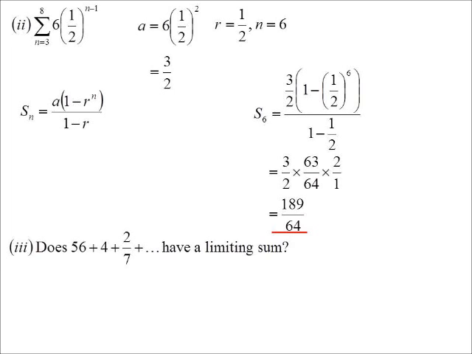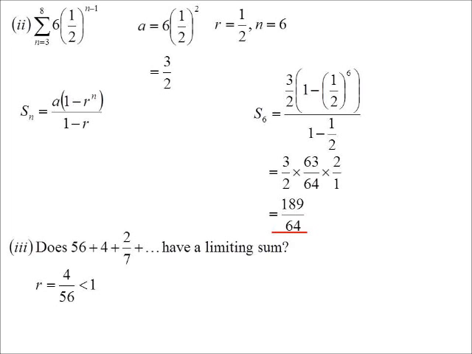So the question is, does this particular one have a limiting sum? So 56, then 4, then 2 sevenths. So remember, the key is, what is the ratio? That's what they're getting at here. They want to see if you understand that the ratio needs to be in between minus 1 and 1.